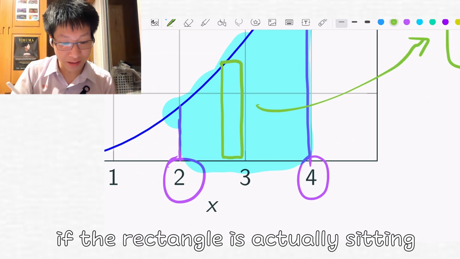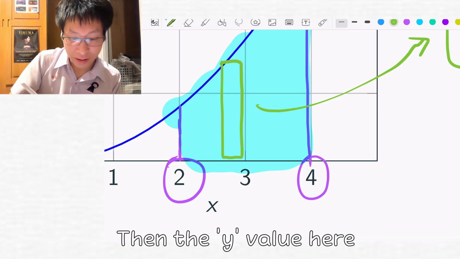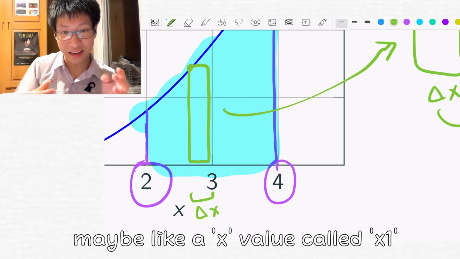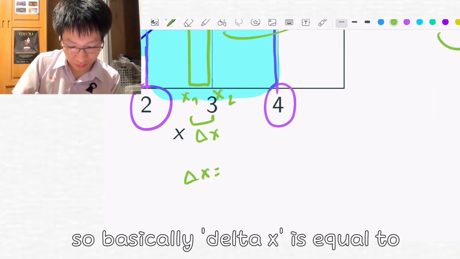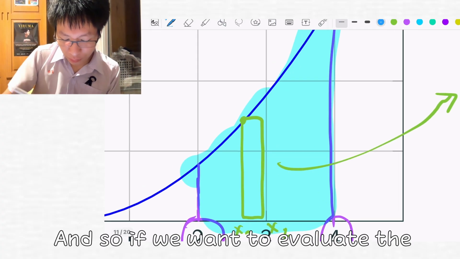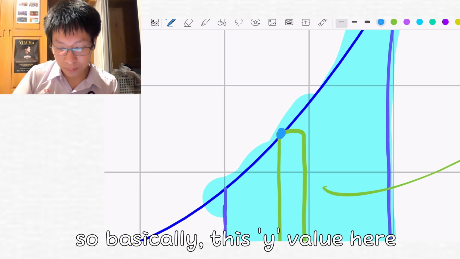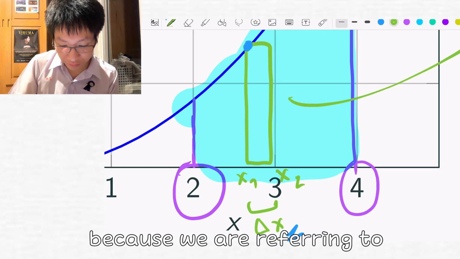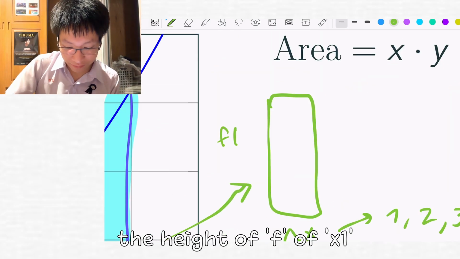And what we can see is that if the rectangle is sitting like this on the x-axis, and it has the width of delta x, starting from an x value called x1 and ending at another x value called x2, then delta x equals x2 minus x1, because this is the width at this part right here. And if we want to evaluate the y value at this position, we can just use the function notation. So this y value here is going to be f of x1, because we are referring to the y value at position x1. So this rectangle has the height of f of x1.